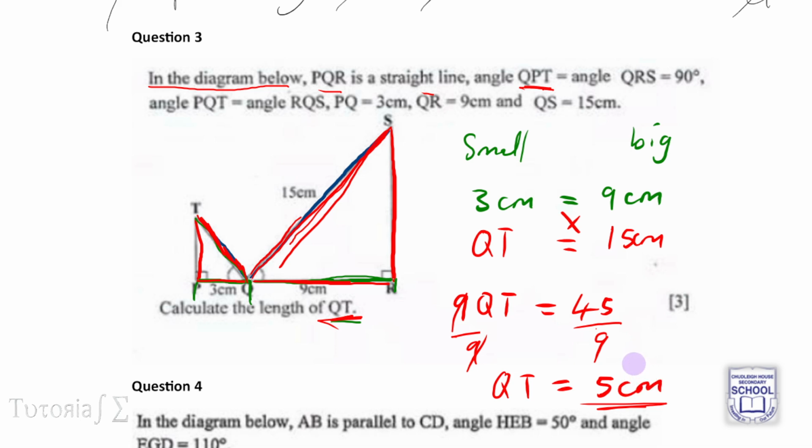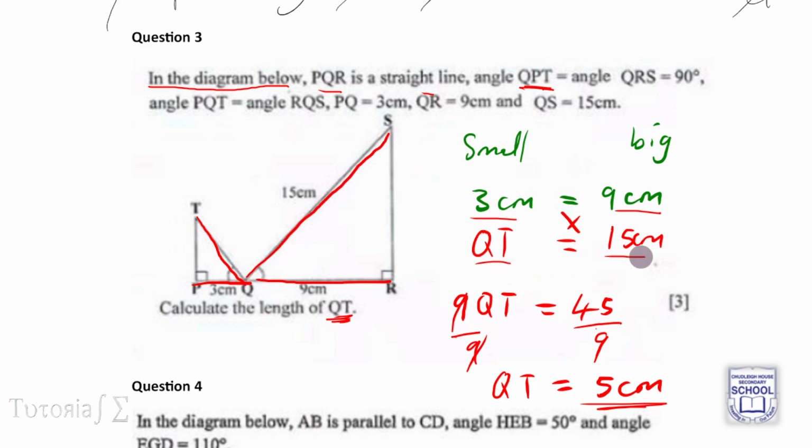So that is how you're supposed to work this problem. You just find two similar lengths that have values, like this side and this side. So we equate them: 3 centimeters to 9 centimeters. And what you are looking for is QT, which is this side. What is it similar to? It is similar to this side here. Then we say QT over 15.